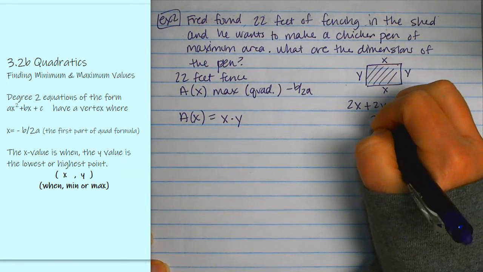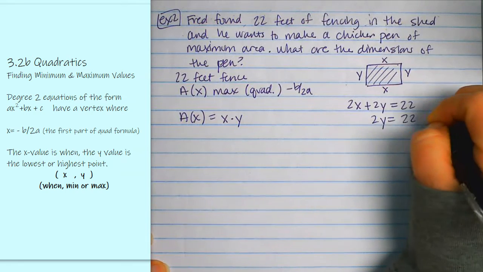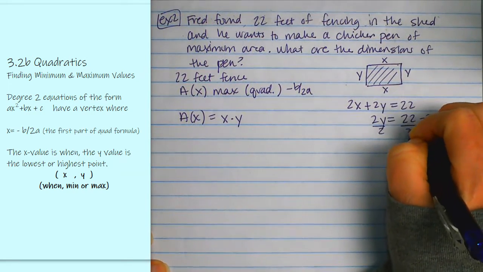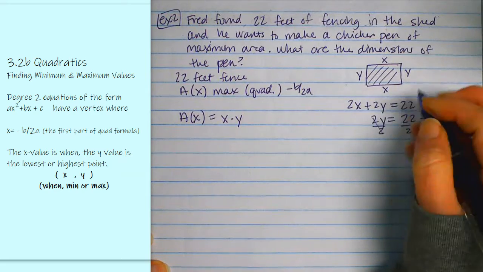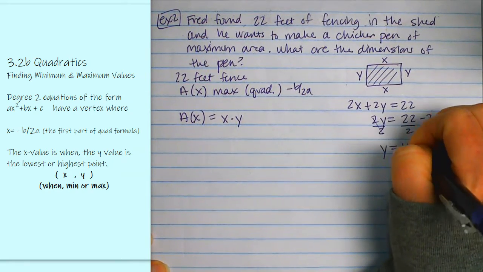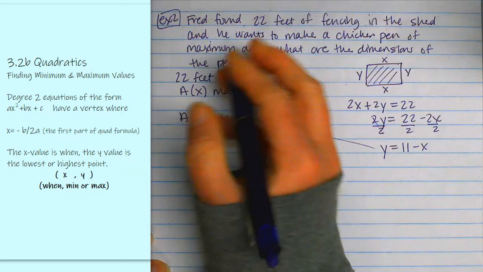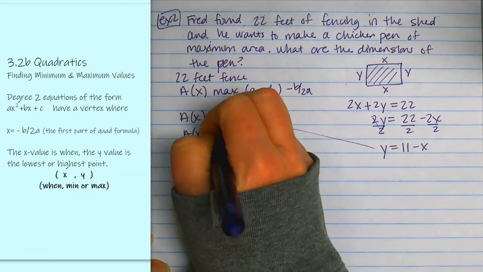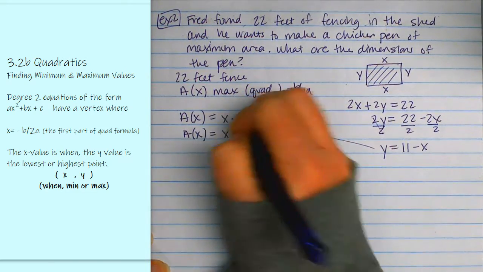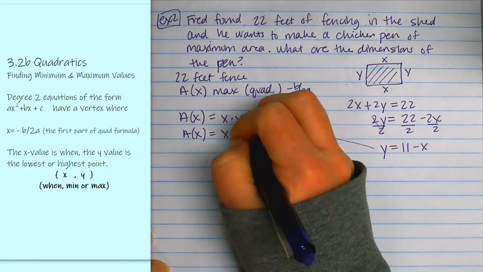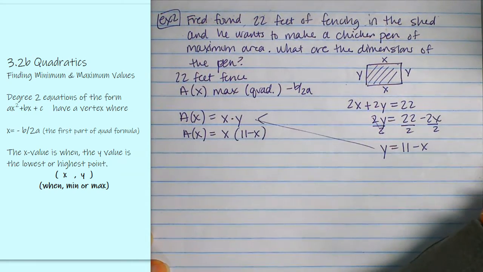I'm going to say that 2y equals 22 minus 2x. y will be by itself when I divide everything by 2. So y is equal to 11 minus x. So now I can use that here and say the area of this pen is equal to x on one side and y, but I'm going to replace y with 11 minus x.